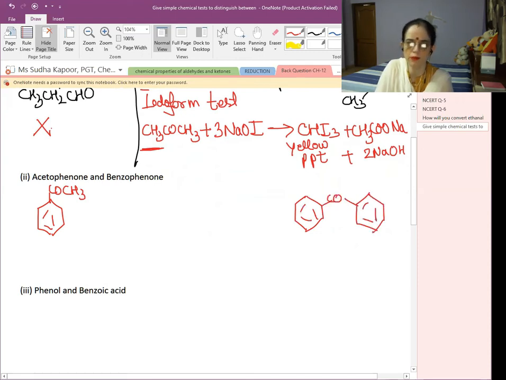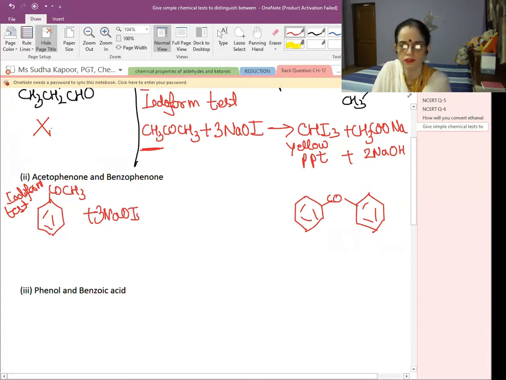This is acetophenone and benzophenone. In case of acetophenone, we can see that there is a presence of methyl ketone. So we know that the methyl ketones are going to give the iodoform test. So we will be writing that it will be giving the iodoform test. So let us write the iodoform test along with it. Again using 3NaOI. 3NaOI is obtained by NaOH plus I2.